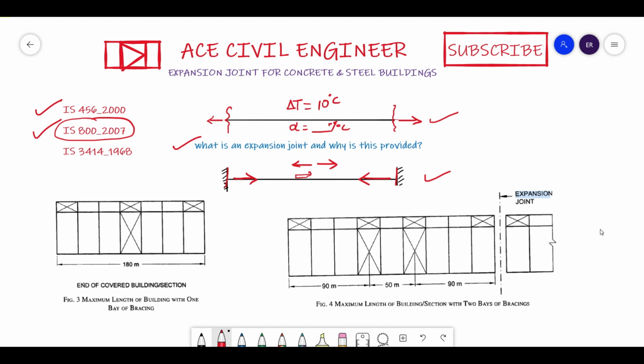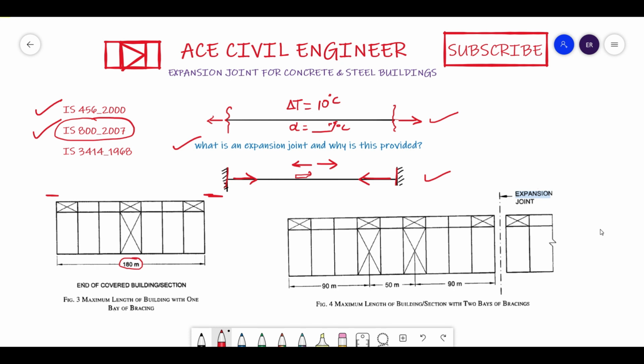So let us see the first case, where you have to provide expansion joints here and here. At these two locations you need to provide an expansion joint for a module which is having a single bay which is braced, and that too at the center. In such a case, friends, the length of that module has been restrained to a maximum of 180 meters. This is valid only for covered structures, which have clear cladding. In such cases only, this 180 meters is to be followed.